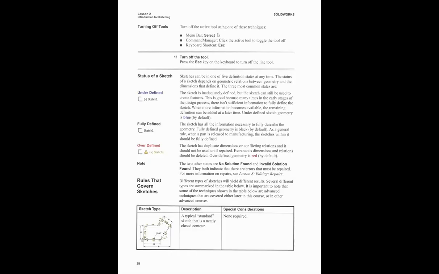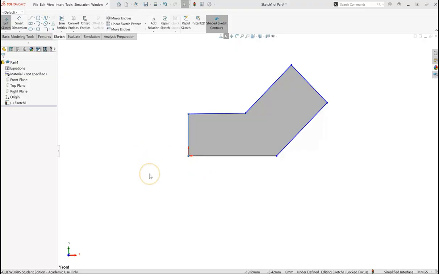And then the last two statuses are no solution found and an invalid solution. Those mean that we have errors that we need to correct, and we will be looking at those situations in upcoming chapters. Alright, back to the sketch.